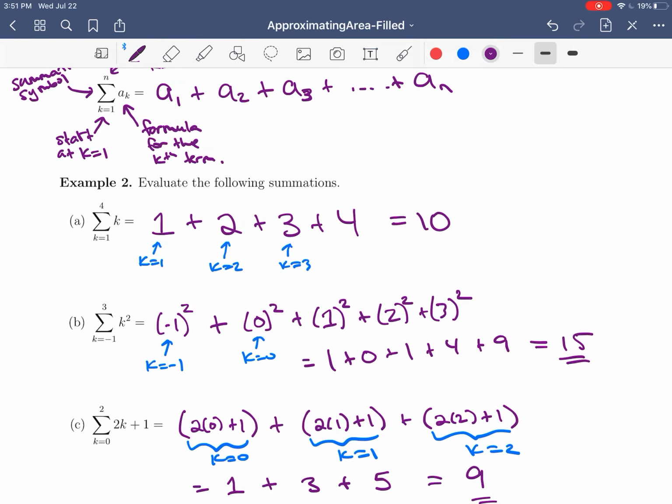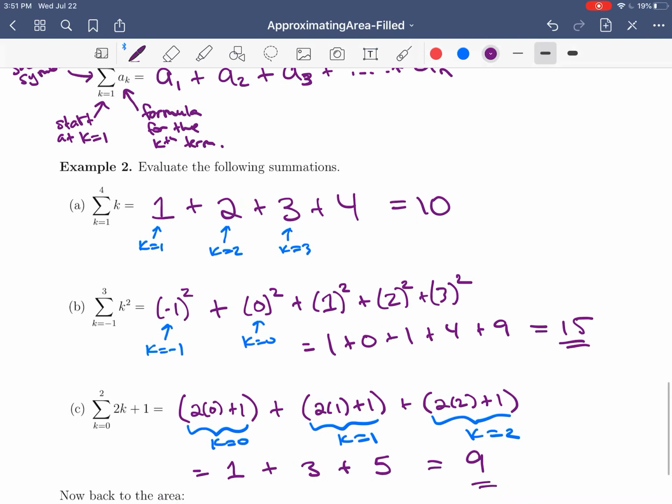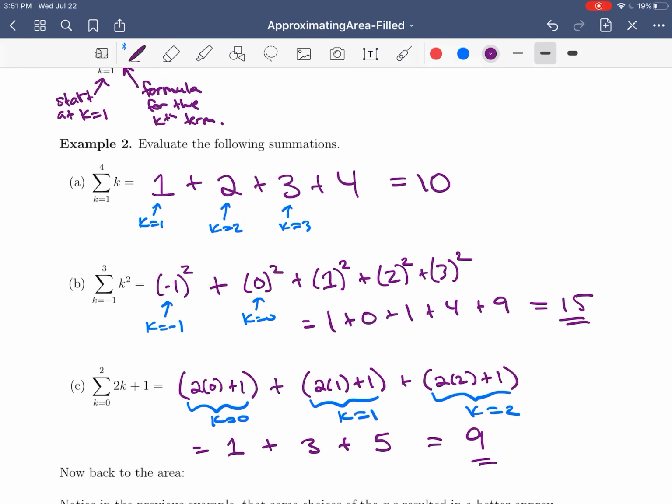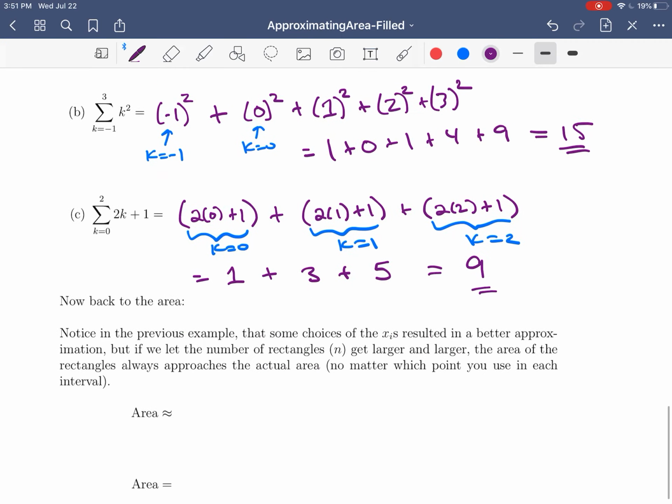introduction into summation notation. You may have seen this before, you may not have. Don't stress about it. We're not going to be using it that much. Basically, I need all of this so that I can talk about the definite integral, which is where we're going after. So, back to the area.